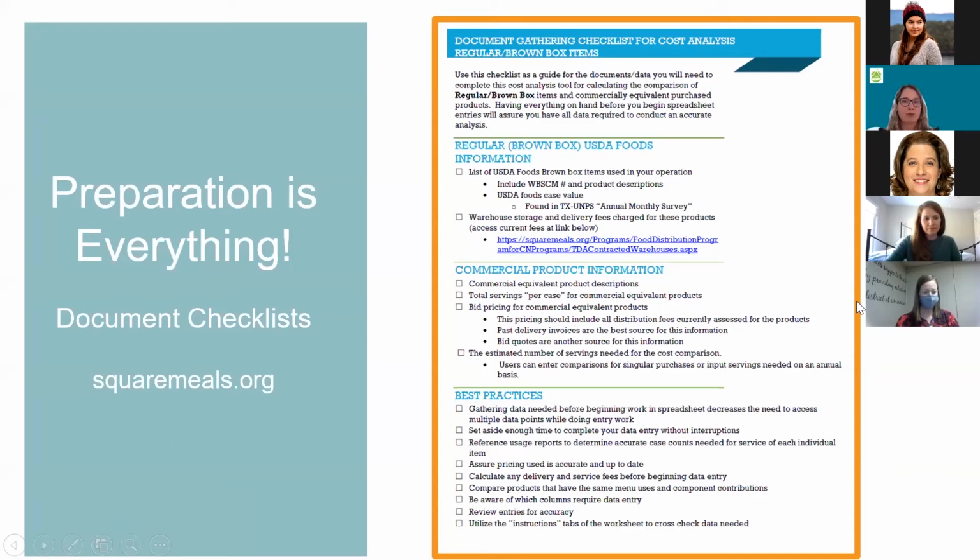When you go to Square Meals and pull down this file, it'll give you a zip file with these checklists as well. There's one checklist for each type of commodity food item: your brown box, processed, farm to school, and DoD fresh. This is just a guideline to help you get started. If this is brand new to you and you look at the spreadsheet and feel overwhelmed, thinking, I don't know what to do or how to complete this, this walks you through and lets you know what information you need to gather so that when you sit down to actually input the data into the spreadsheet, you're ready to go and it's easy. Again, this will come with the zip file when you download.